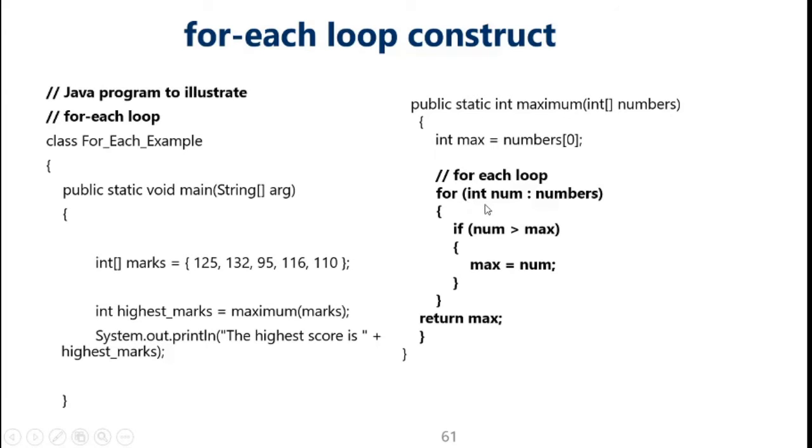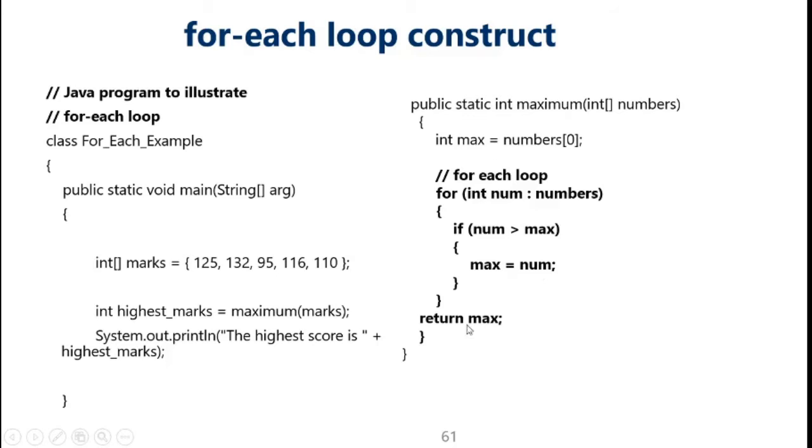Now in for each loop, for int num, num is the temporary variable which is used inside the for loop, and numbers is the array which is passed to the function. Inside this for loop we have applied the condition, but in the for statement there is no condition. So inside the for loop, what is the condition? If num greater than max, then max is equal to num. So the value of num is compared with the max variable, and every time the value of num is greater than max, then max is assigned num.